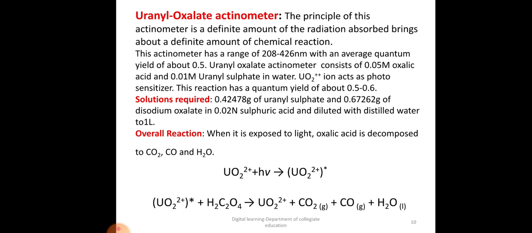Overall reaction: when it is exposed to light, oxalic acid is decomposed to carbon dioxide, carbon monoxide and water. In the first step, uranyl 2 plus ions absorbing light, it produces an activated molecule of uranyl 2 plus ion. In the second step, this activated molecule of uranyl 2 plus ion reacts with oxalic acid to give carbon dioxide, carbon monoxide, water and regenerating uranyl 2 plus ion.